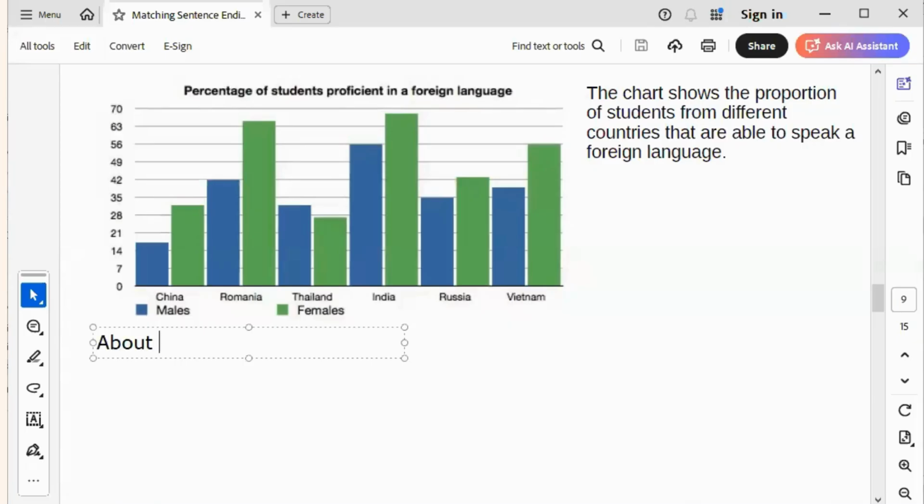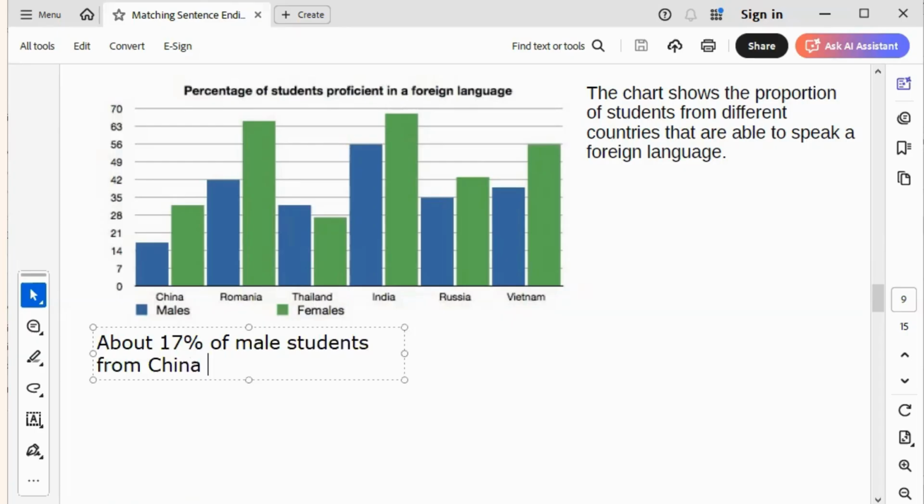this is around 15, 16, 17, about 17%. Remember the formula again. X% of Y is Z. That's the formula. Okay, so about 17% of male students from China. Another person can decide to say about 17% of male Chinese students.